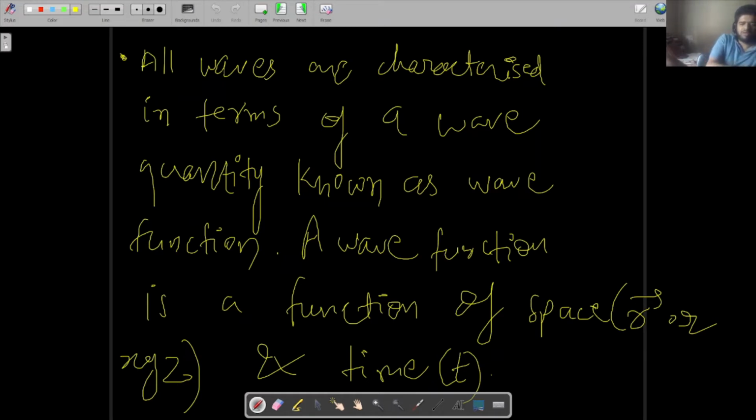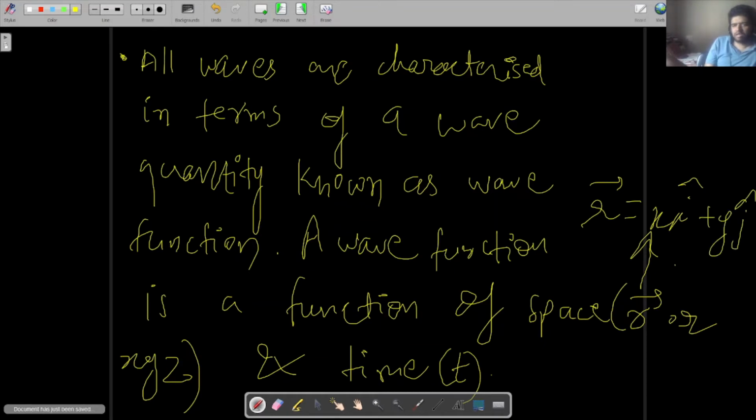Now you know this very well, right? What is this r vector? R vector is simply x i cap plus y j cap plus z k cap in Cartesian coordinates, as you must have learnt in the vectors of lower classes. This is the definition of position vector r. Okay, so that's why r or xyz has been written over here, and time t. Okay, so this is the thing.